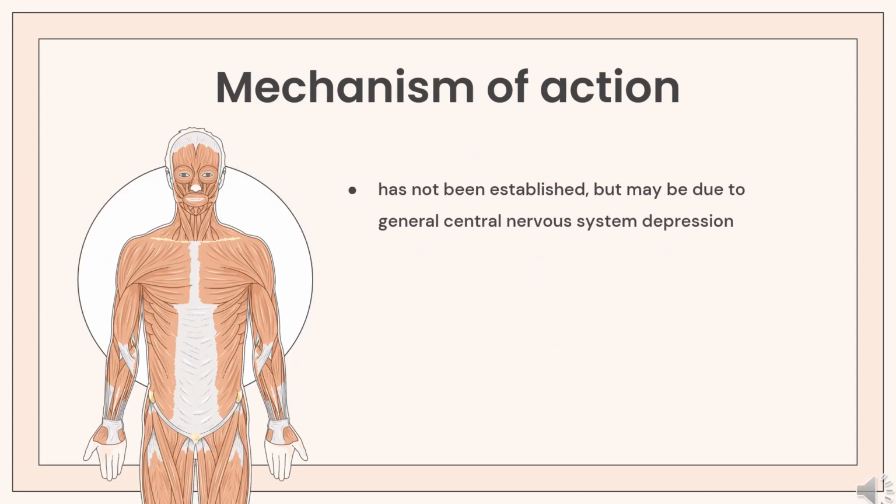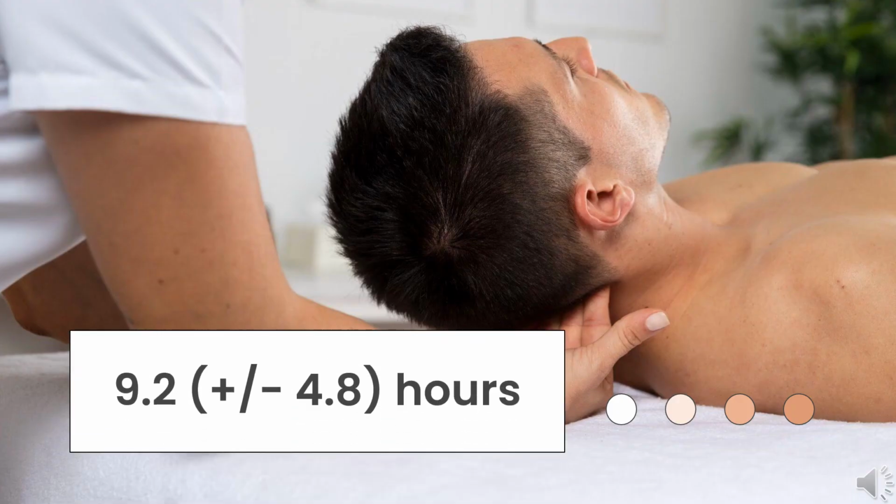Mechanism of action. The mechanism of action of metaxalone in humans has not been established, but may be due to general central nervous system depression. Half-life: 9.2, plus or minus 4.8 hours.